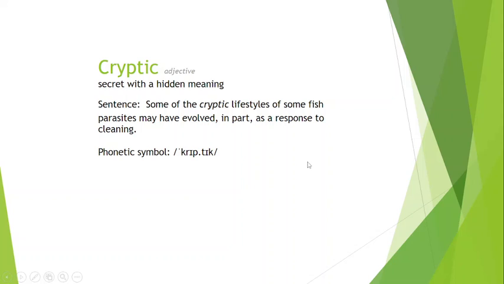The next is cryptic. Cryptic means secret with a hidden meaning, and its part of speech is adjective. The sentence of cryptic is: some of the cryptic lifestyles of some fish parasites may have evolved in part as a response to cleaning. And this is the phonetic symbol of cryptic.